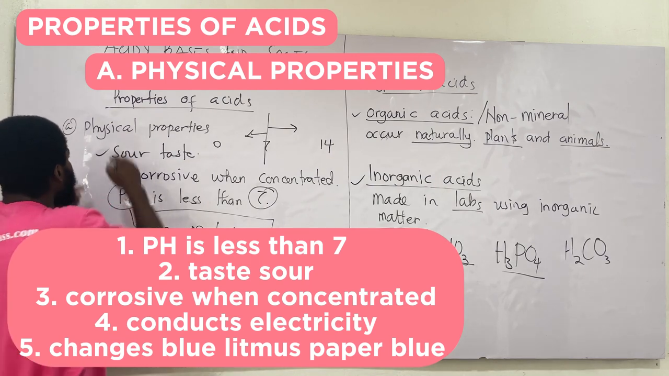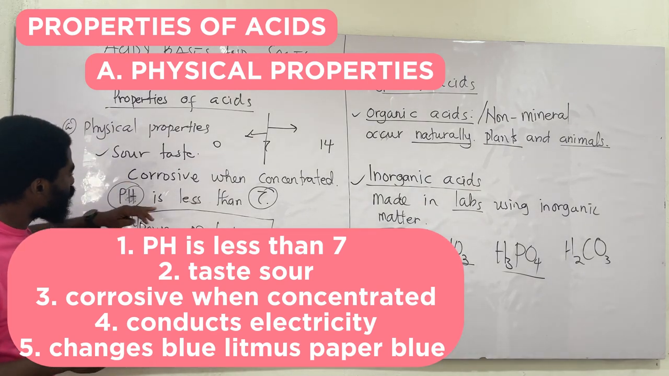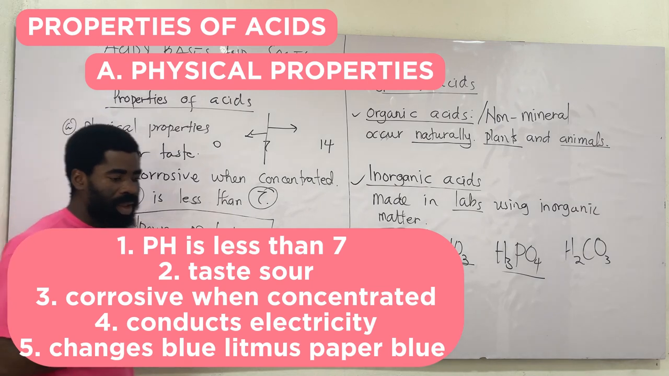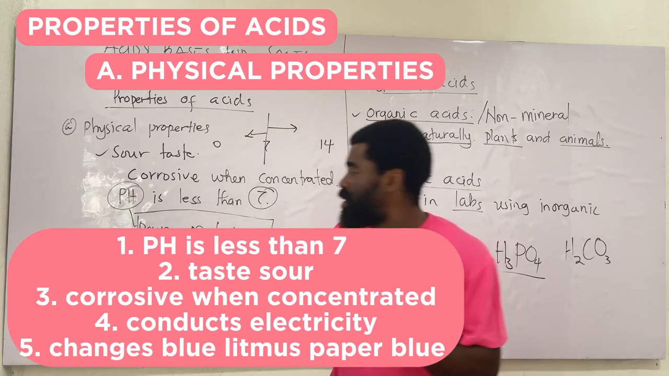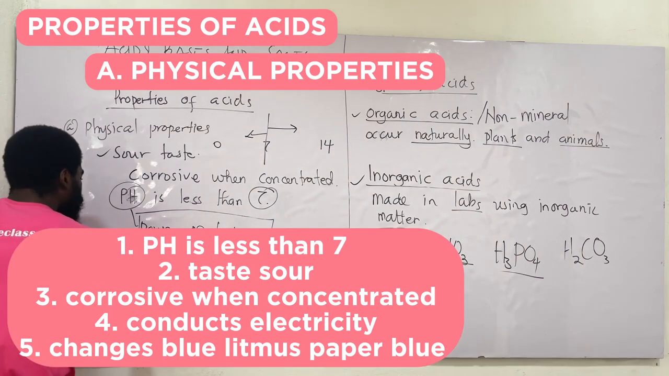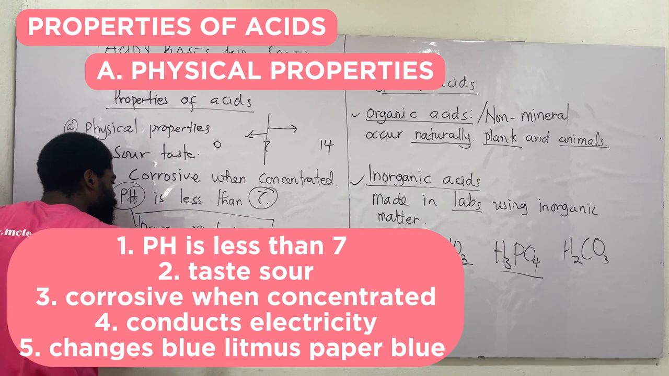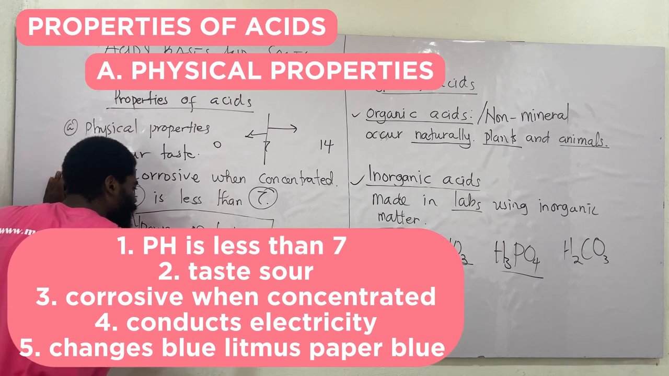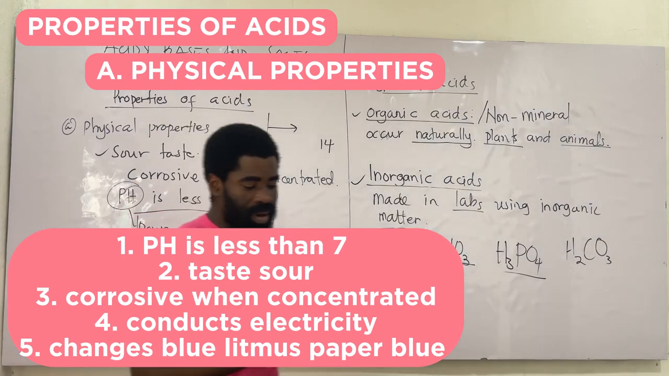So we look at the first physical properties: acids have a sour taste, they are corrosive when concentrated, and they have a pH less than 7. Then acids conduct electricity. Acids can conduct electricity.